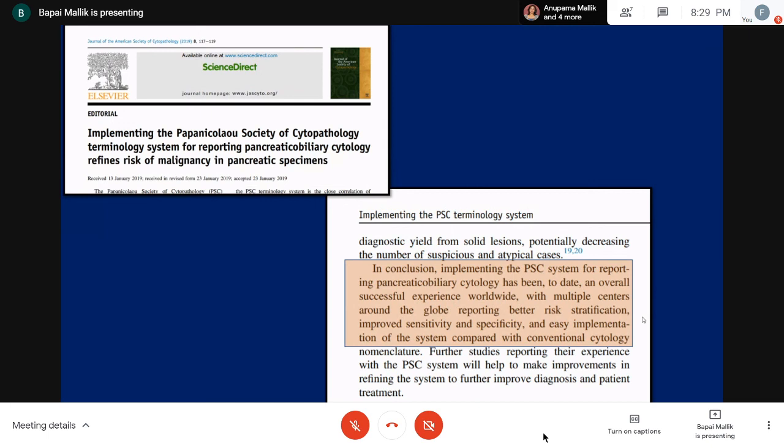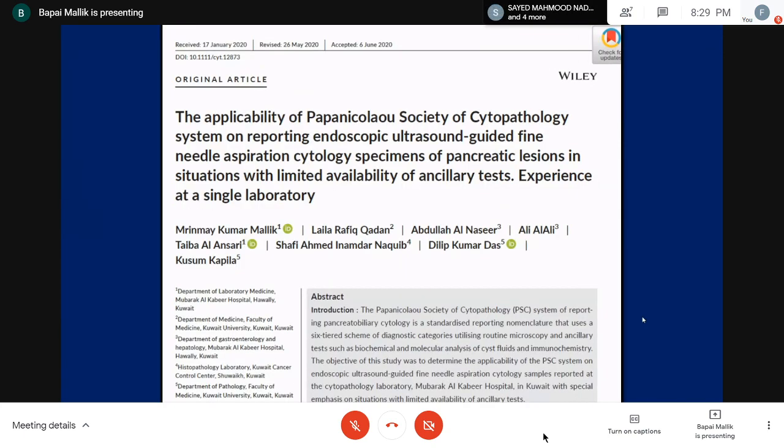But there are situations where you may not have enough material, or where you may not have the facilities. What do you do under those circumstances? To take a look at that, we looked at our material and the applicability of the Papanicolaou Society of Cytopathology system for reporting endoscopic ultrasound-guided fine needle aspiration cytology specimens of pancreatic lesions in situations with limited availability of ancillary tests. It doesn't mean that there is limited availability. There are situations where you couldn't do ancillary tests or they were not done. Under those circumstances, how can you use the system?